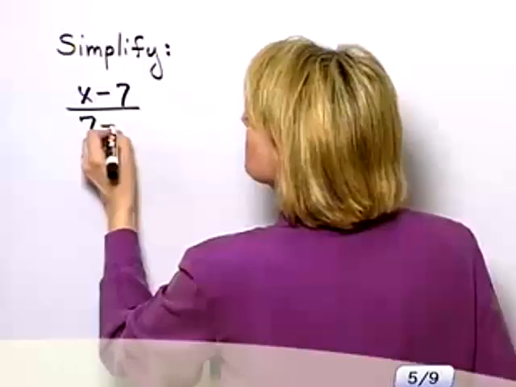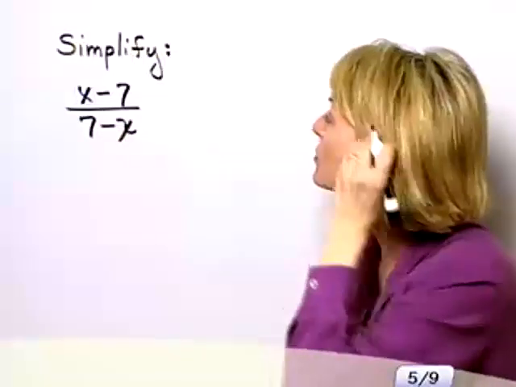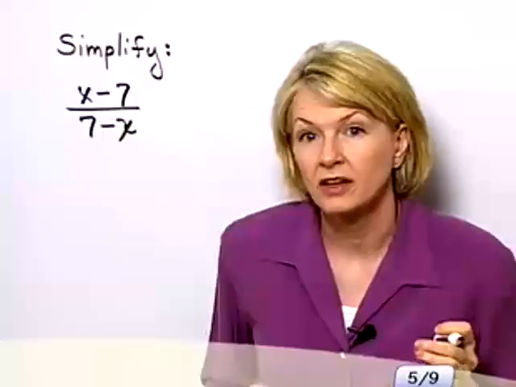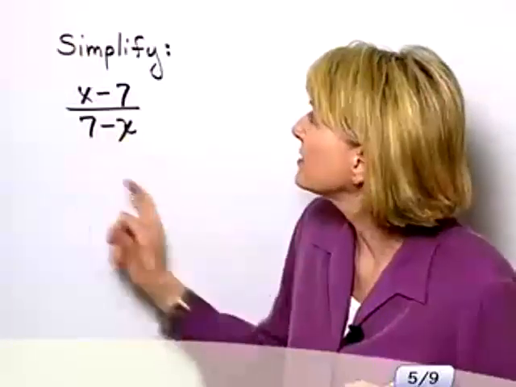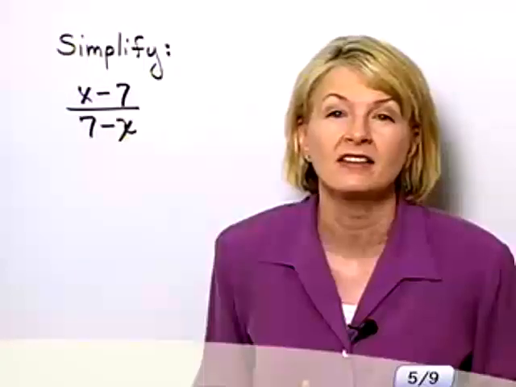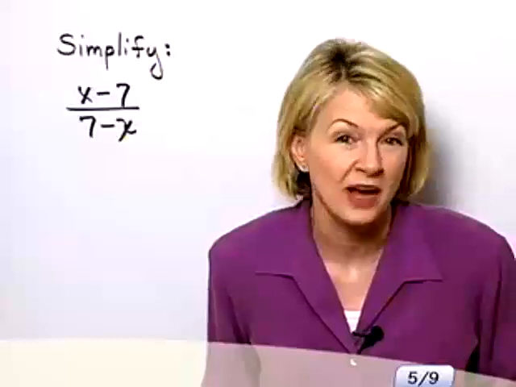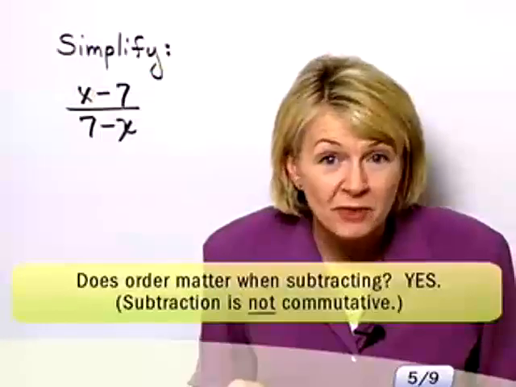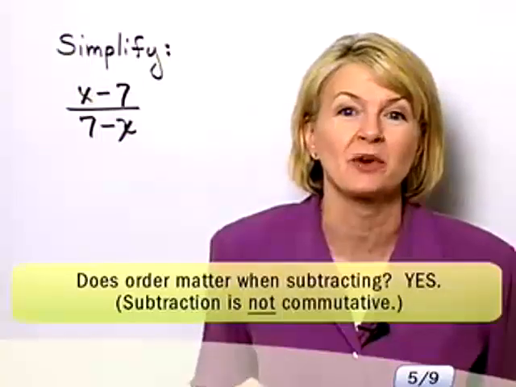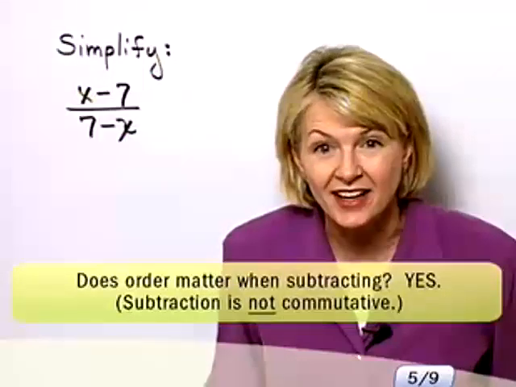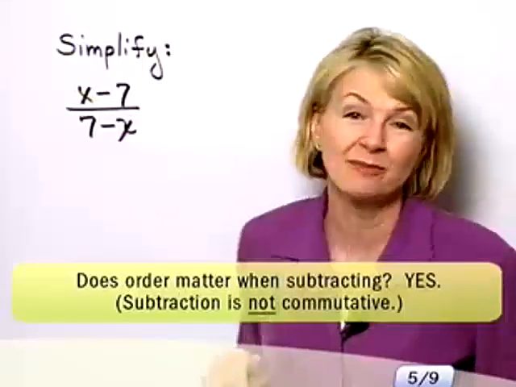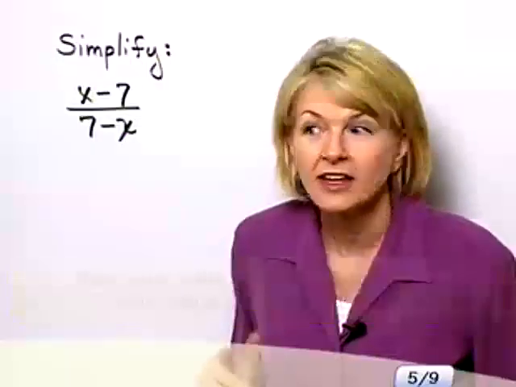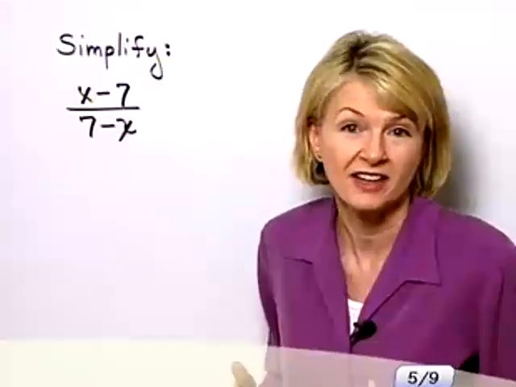Let's suppose I have this rational expression: x minus 7 over 7 minus x. I'd like to simplify this rational expression. Is subtraction commutative? Does order matter when subtracting? The answer is yes, so this does not simplify to 1. Can we simplify at all here?